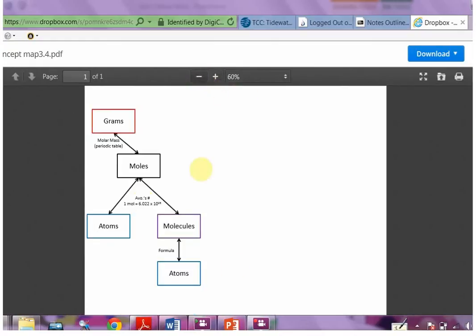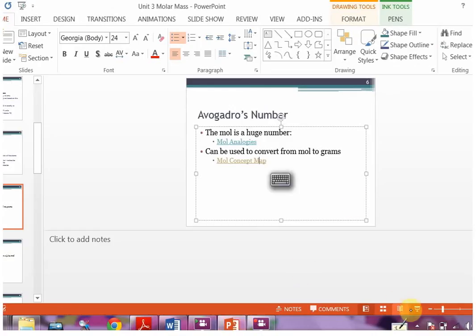Now, here's the mole concept map that I give you guys for use in class. You obviously don't get this on a test. To convert between moles and either atoms or molecules, you use Avogadro's number. We're going to treat this as a conversion factor where one mole is equal to 6.022 times 10 to the 23rd something, okay?